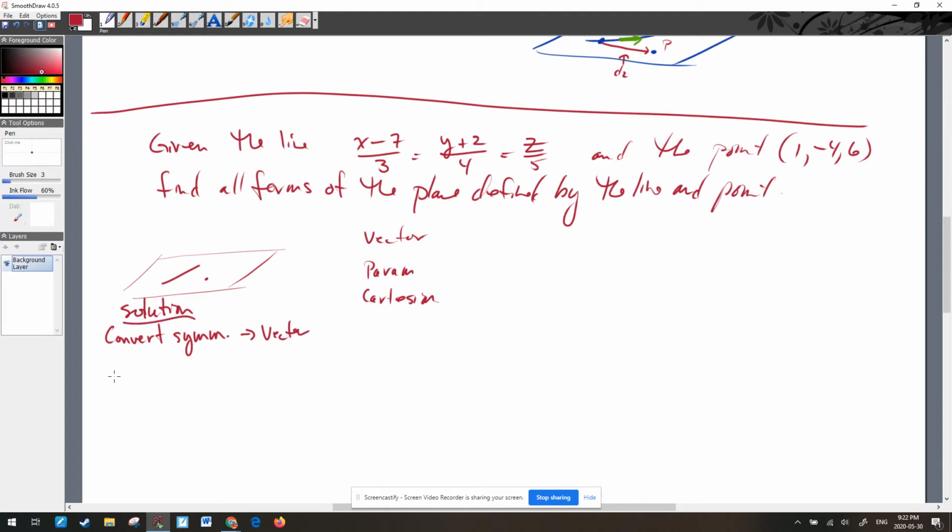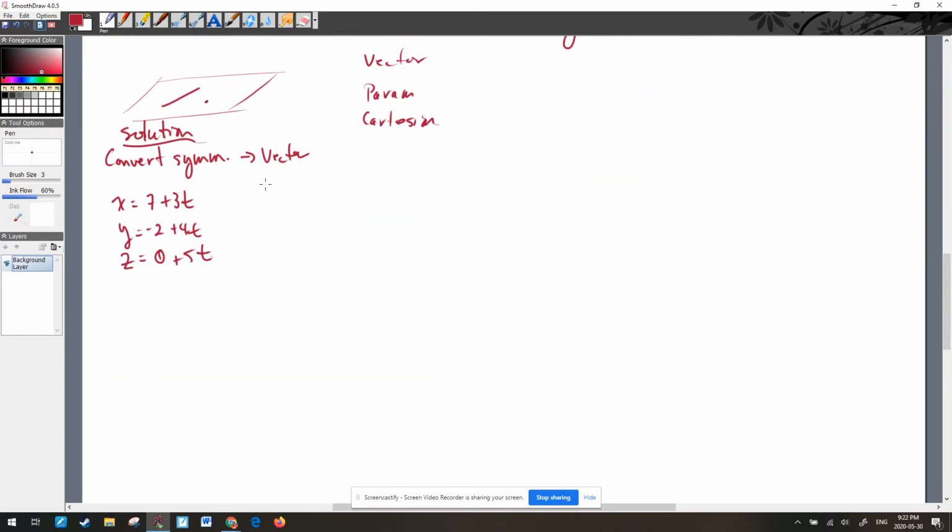So that would be x equals 7 plus 3t, y equals negative 2 plus 4t, and z equals 0 plus 5t. Even though it says from symmetric to vector, I would have that intermediate step, which takes me to parametric, and then I would go to vector just because I find it easier. So the vector form is (x, y, z) equals (7, -2, 0) plus t times (3, 4, 5). So there is the same equation just written in vector form.